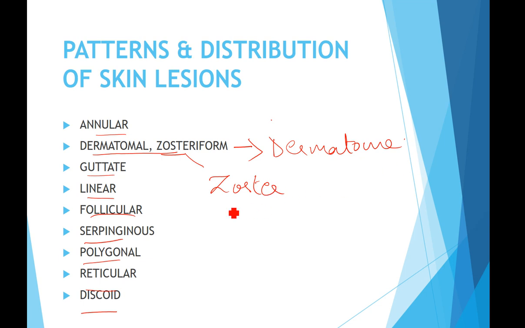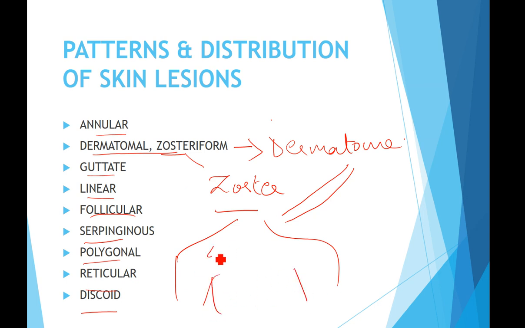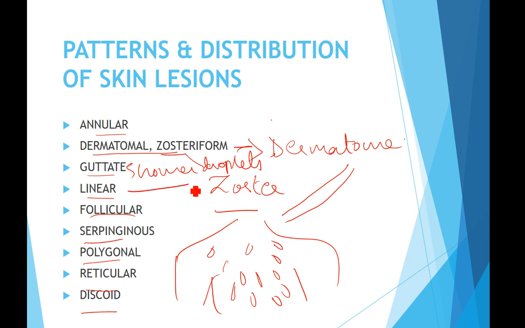You can appreciate the small vesicles that arise in the zoster. It's along a single dermatome, usually in the thoracic or the lumbar area. Now, next is guttate. Guttate means shower-like. If this is a person, you will see multiple lesions like shower droplets. This means guttate, right? Shower droplets.